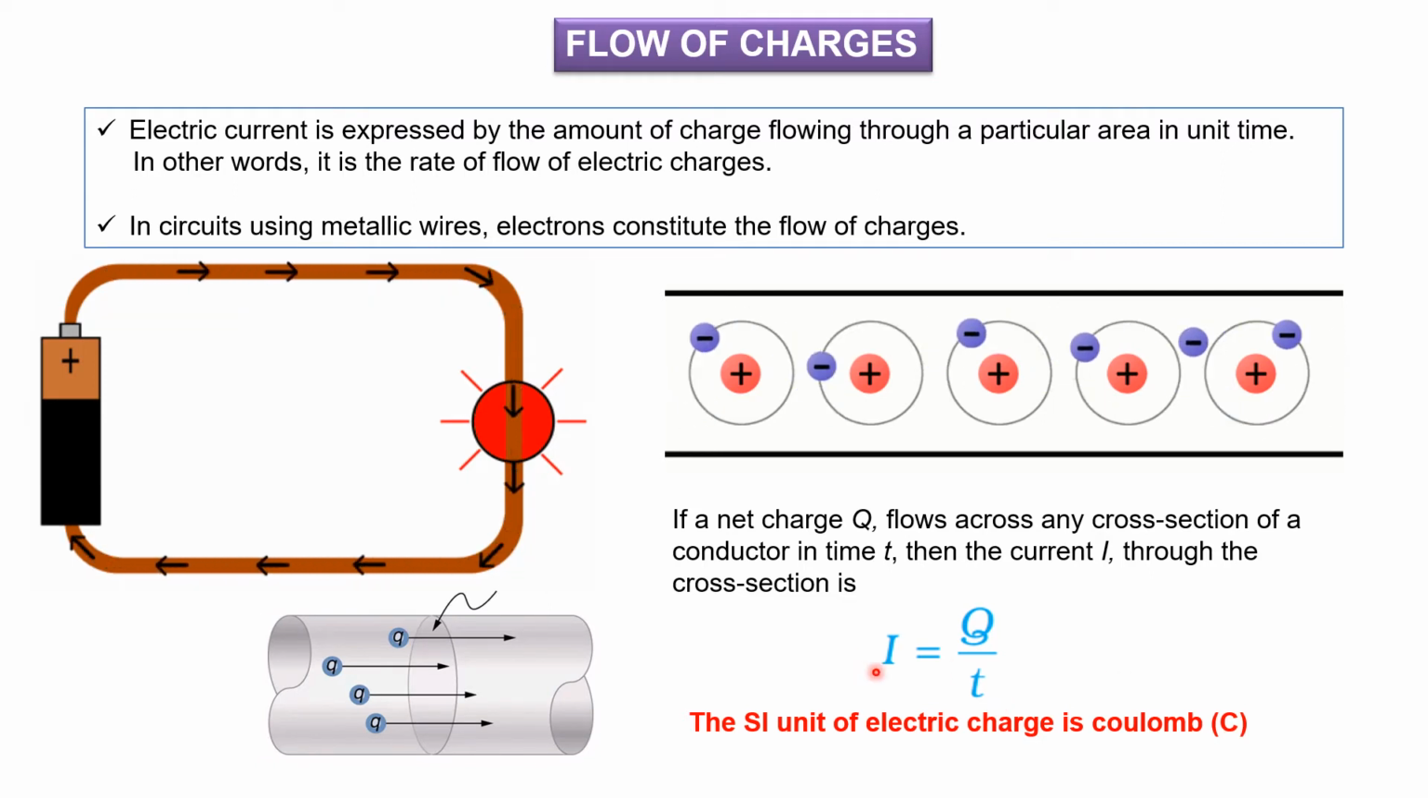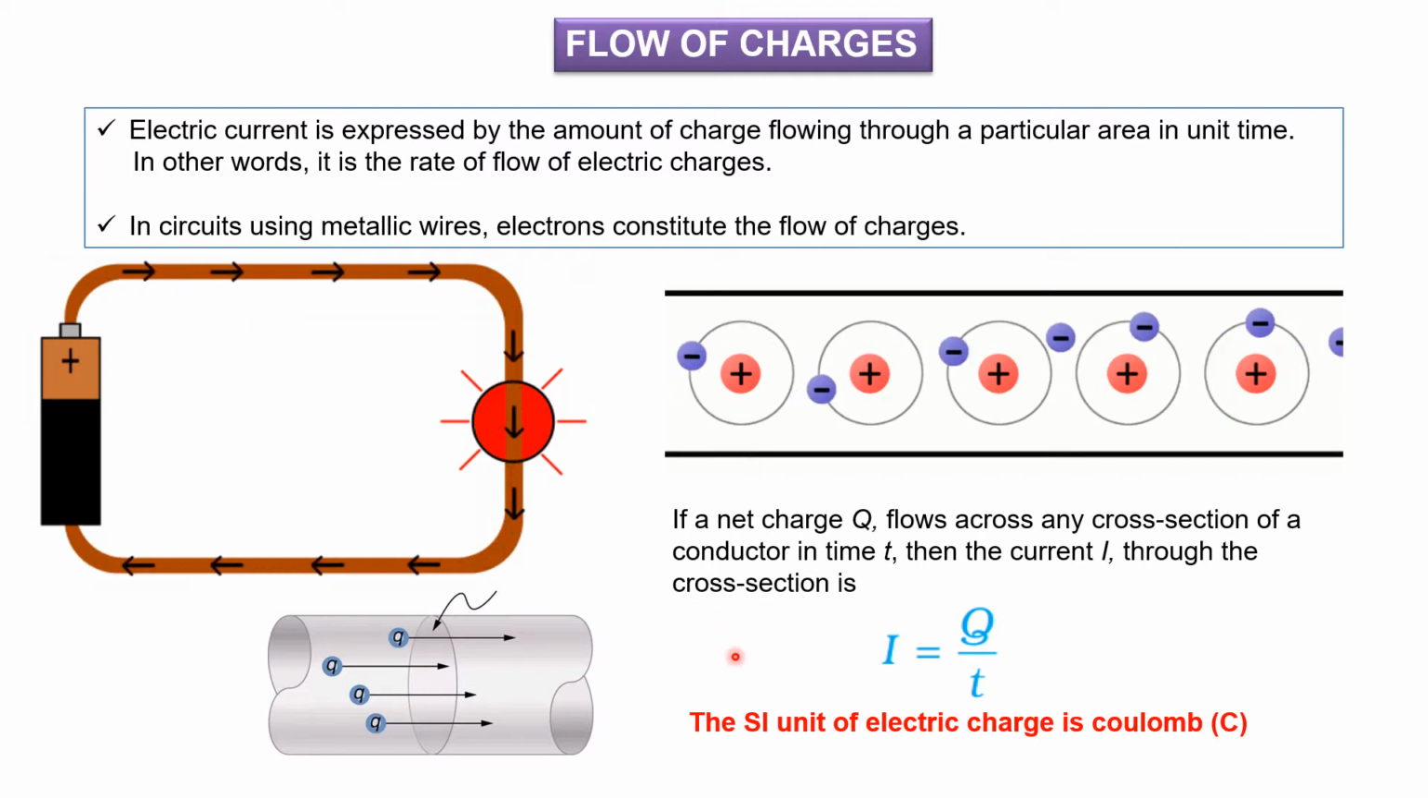I is current. The unit of current is ampere, represented by capital A. We'll learn about these things in the next slide. So always remember, the flow of charge means the amount of charge Q is flowing in a particular time by crossing the cross section.